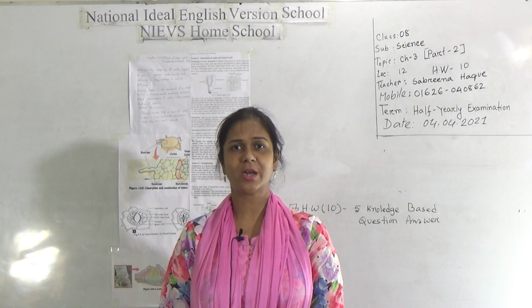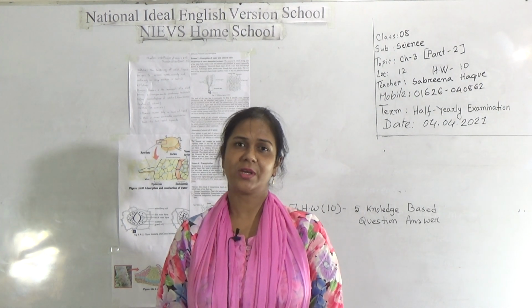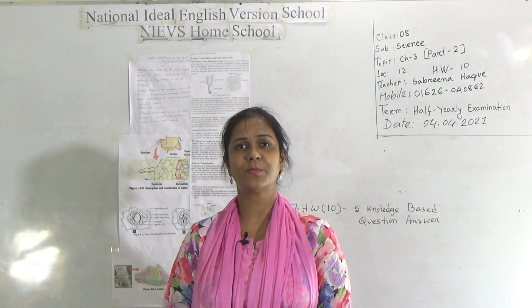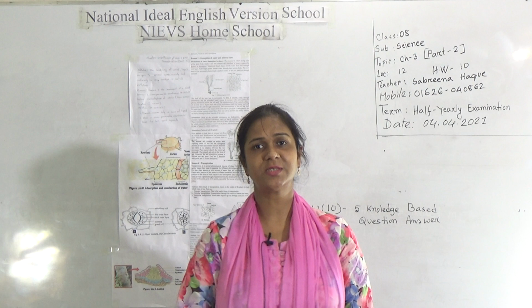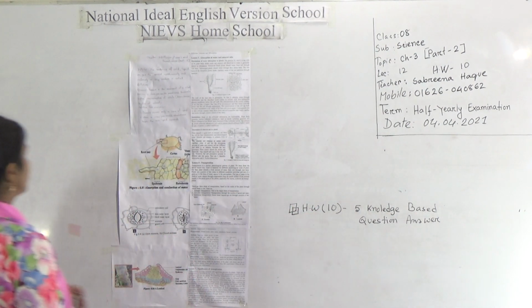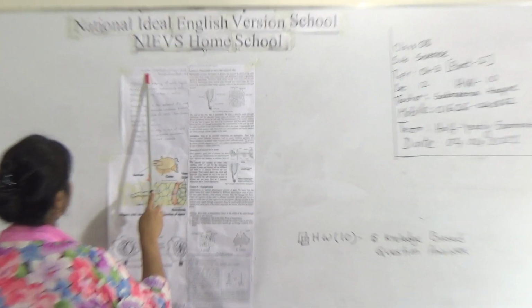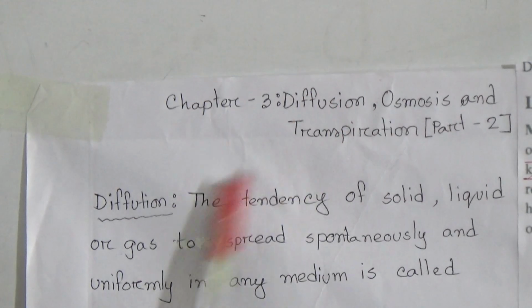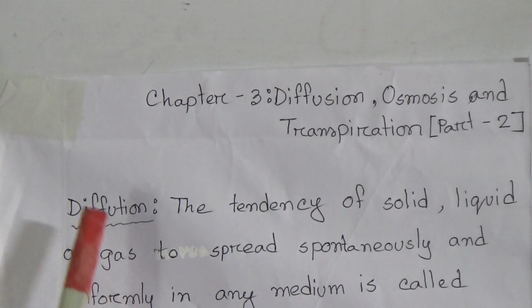Dear students, today I am going to take a science class for class 8 students based on chapter 3, and this is the second part of the chapter. So let us move to today's topic. Dear students, the name of chapter 3 is Diffusion, Osmosis and Transpiration, and this is part 2 of the chapter. In the first part we already discussed diffusion and osmosis.